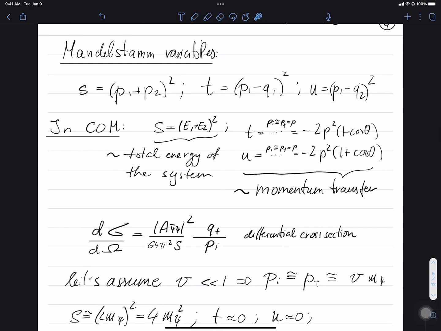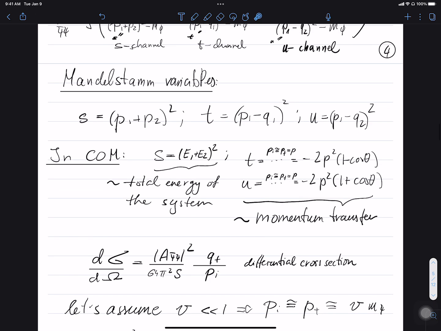Now we can evaluate it in the center of mass frame and study the behavior a little bit. We know the total energy of the system in the center of mass frame is S, E1 plus E2 squared, fine. And now let's assume that the initial momentum and the final momentum are spatially similar, so there is not much momentum exchanged. Let's call them P. Then we can simplify T and U as just negative 2P squared, 1 minus cosine theta, and the other is negative 2P squared, 1 plus cosine theta. So they are really measuring the momentum transfer, while S measures the total energy of the system.